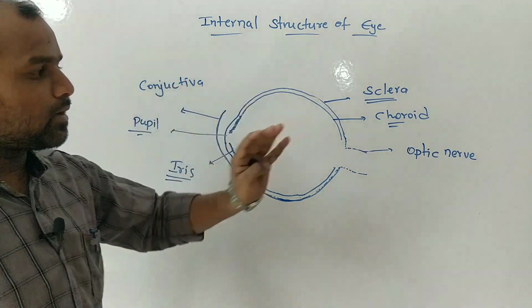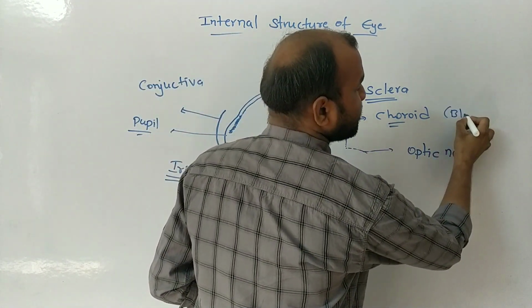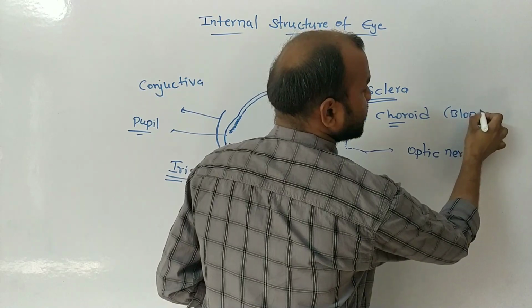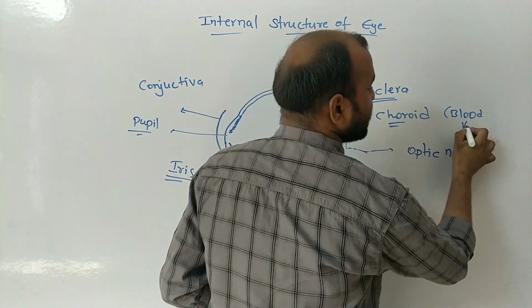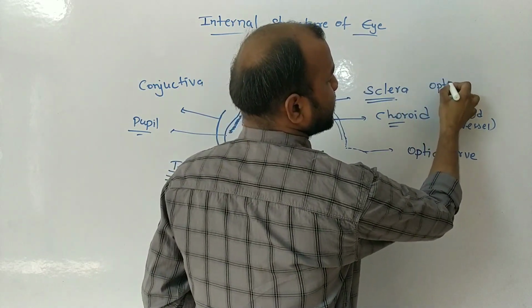On the inferior side, the choroid layer is connected to blood vessels, and the sclera is connected to the optic nerve.